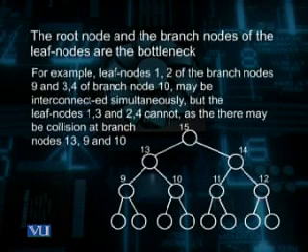However, in the tree network, the root node and the branch nodes of the leaf nodes are the basic bottlenecks. That is, they are in fact having some hurdles in the communication. For example, as shown in this diagram here, the leaf nodes 1, 2 of the branch node number 9 and the leaf nodes 3, 4 of branch node number 10.